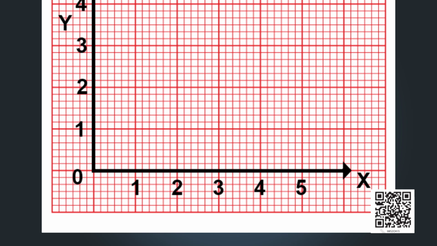Now, we have a point P on the graph which is 3 units away from the left edge, that is 3 units away from the y-axis. 3 is called the x coordinate. The point P is 2 units away from the bottom edge, that is 2 units away from the x-axis. 2 is called the y coordinate. We say the coordinates of the point P are (3, 2).